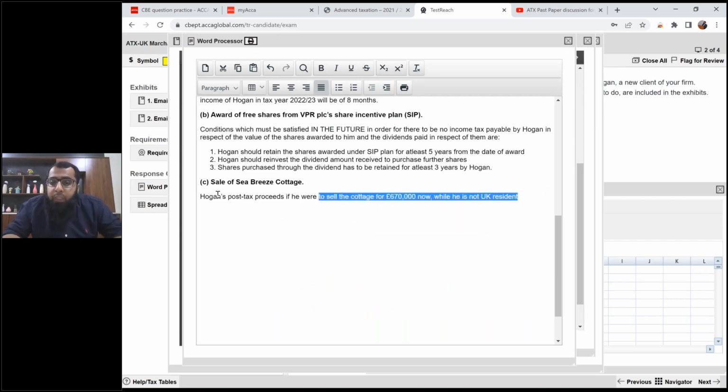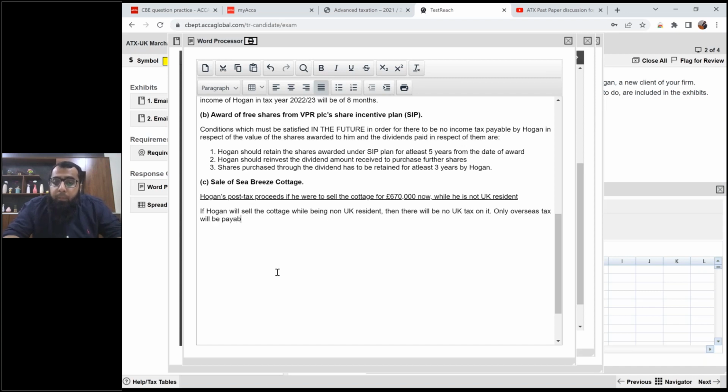Hogan's post-tax proceeds if he were to sell the cottage now, while he is not UK resident. If Hogan sells the cottage while being non-UK resident, then there will be no UK tax on it. Only overseas tax will be payable.